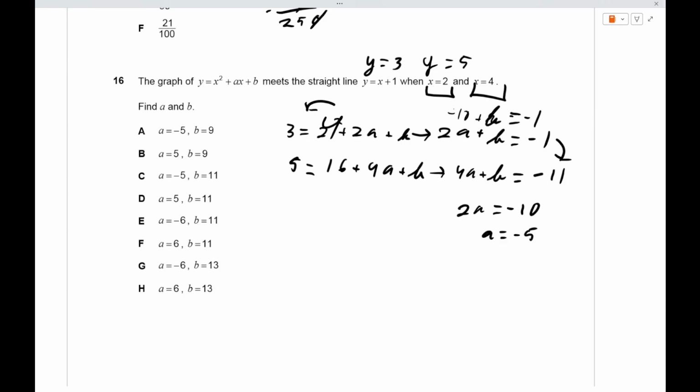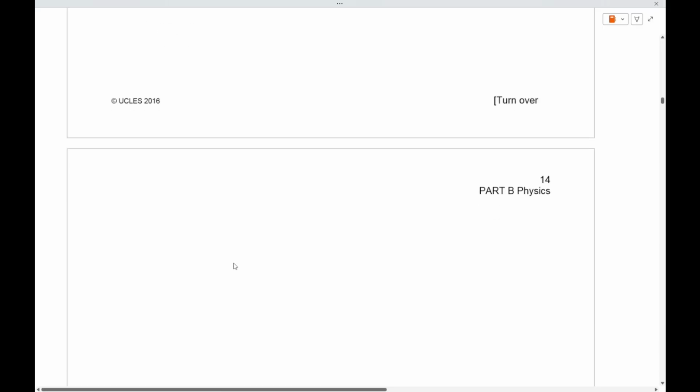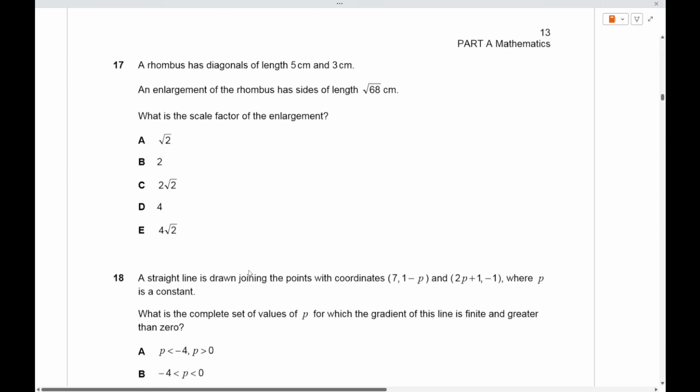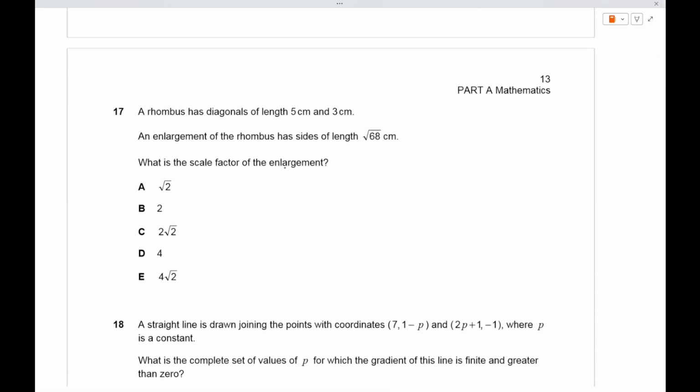So the solution is a, -5 and 9. Okay, next we only have 2 questions left and we're done with this section. Okay, so a rhombus has a diagonal. So let's draw this rhombus.